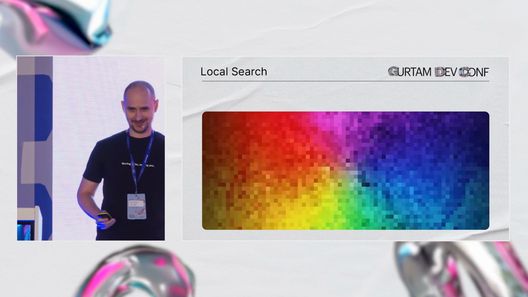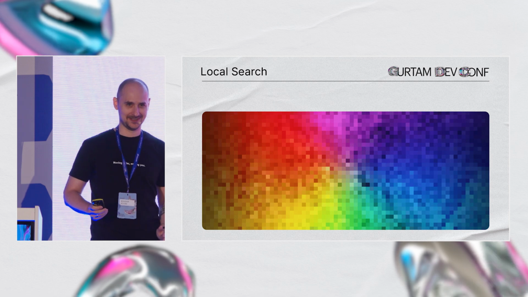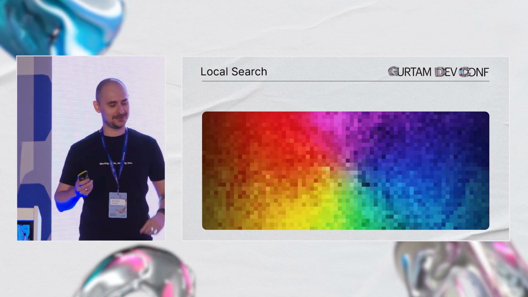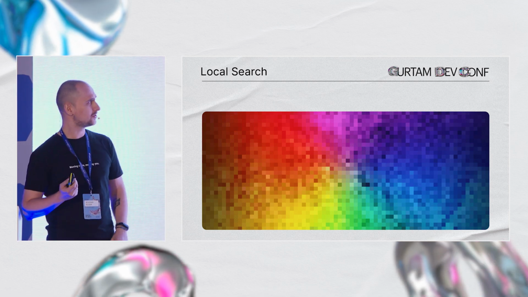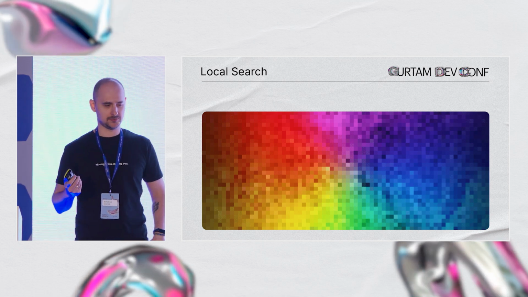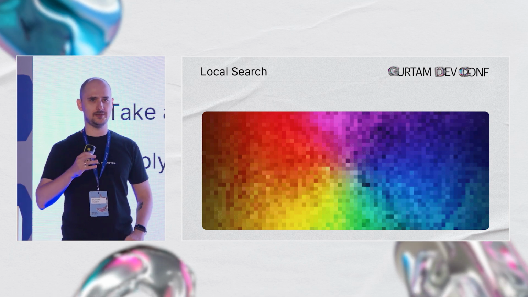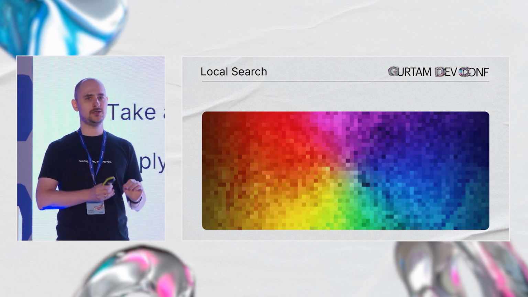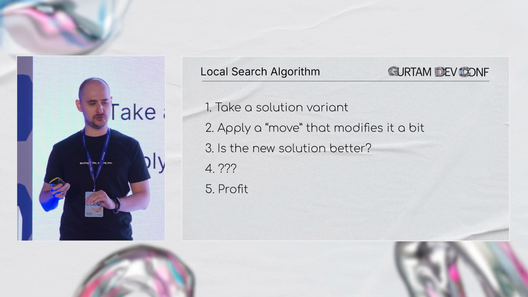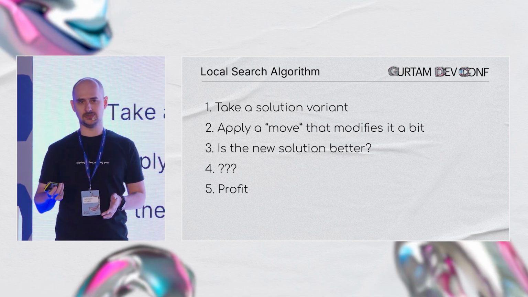Don't worry, you don't need to implement n-dimensional planes, but a local search algorithm in general looks like this. We take any candidate solution, then we apply a move that modifies it a bit, check the score for the new moved solution, and see if it's better.